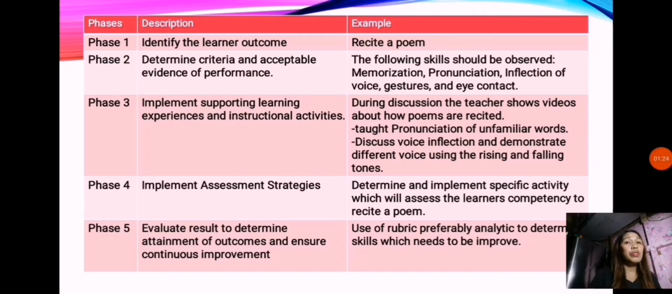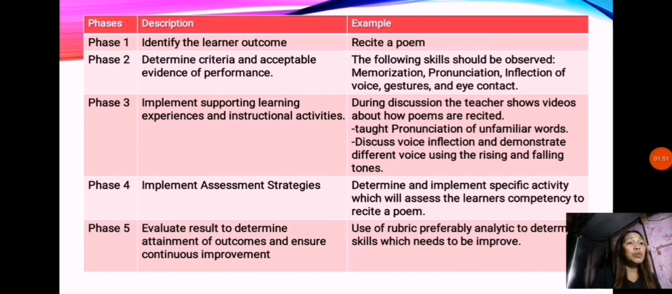Then phase number 3, implement supporting learning experiences and instructional activities. During discussions, the teacher shows videos about how poems are recited, teaches pronunciation of unfamiliar words, discusses voice inflections, and demonstrates different voices using the rising and falling of tones. Then teach your students.